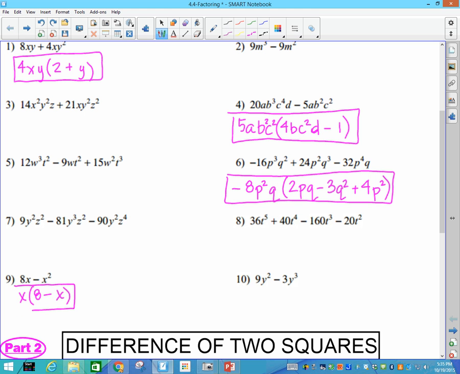And like I said, sometimes the easiest ones are the ones that we mess up. Multiply it back out. X times 8 is 8x. X times x is x squared.